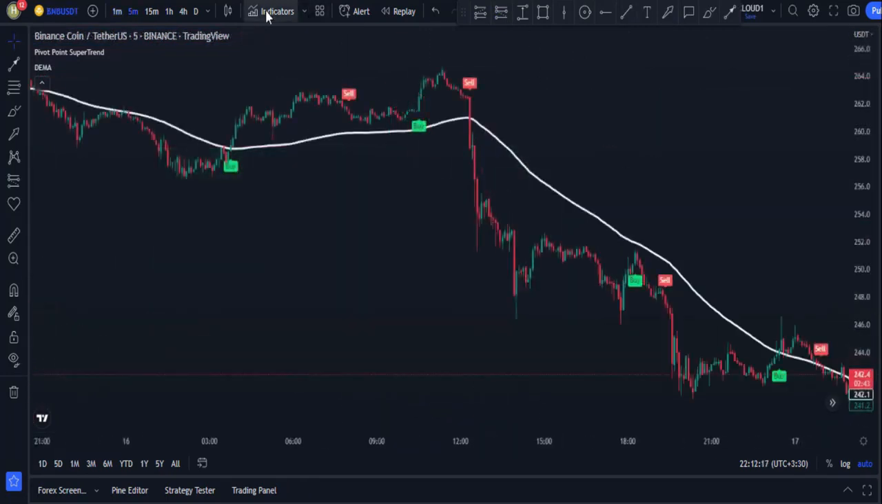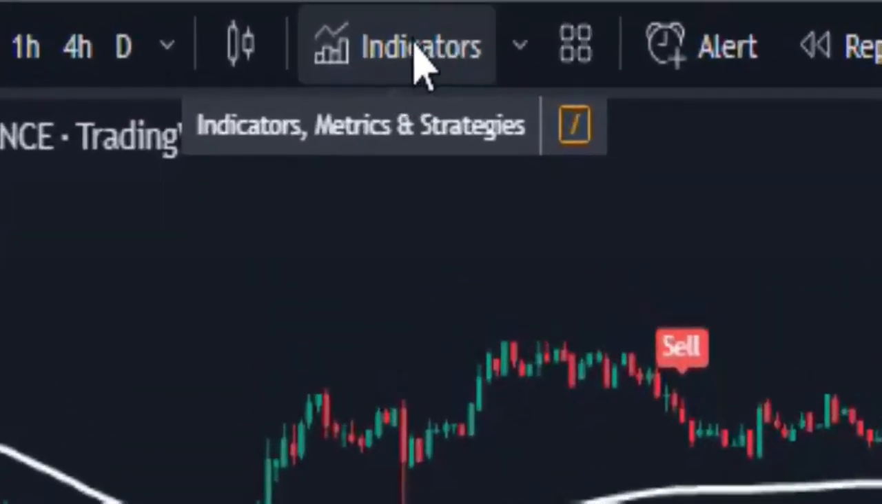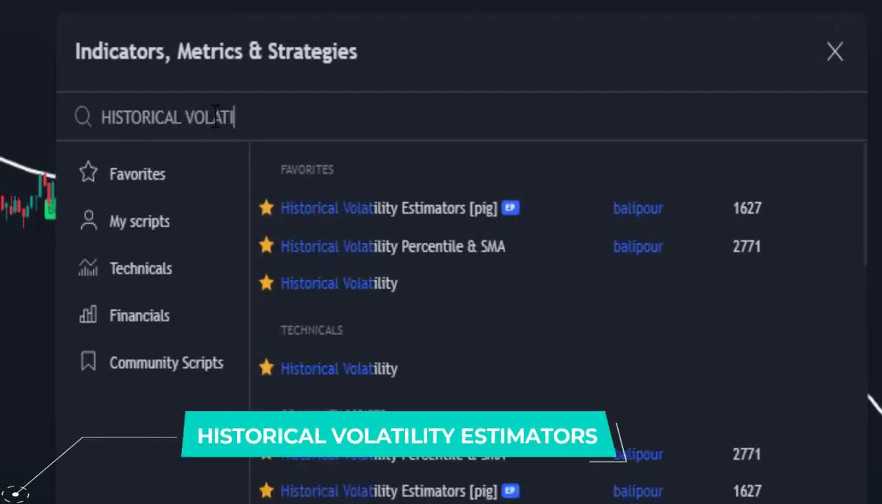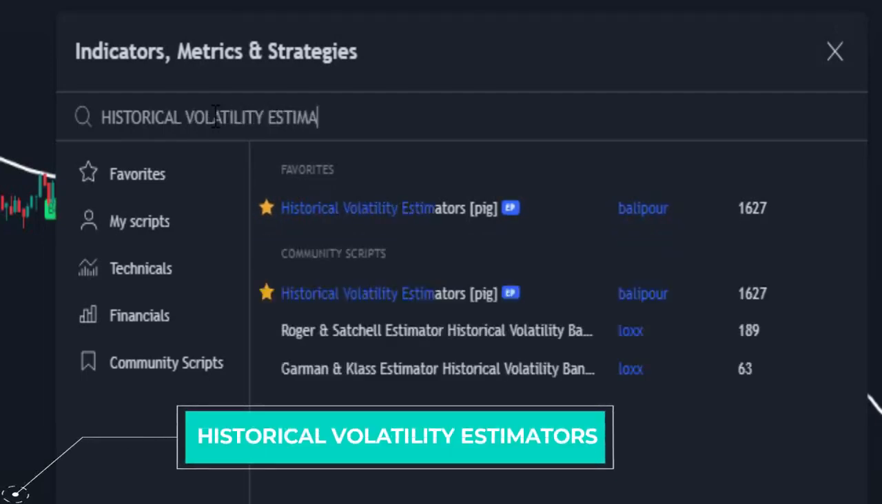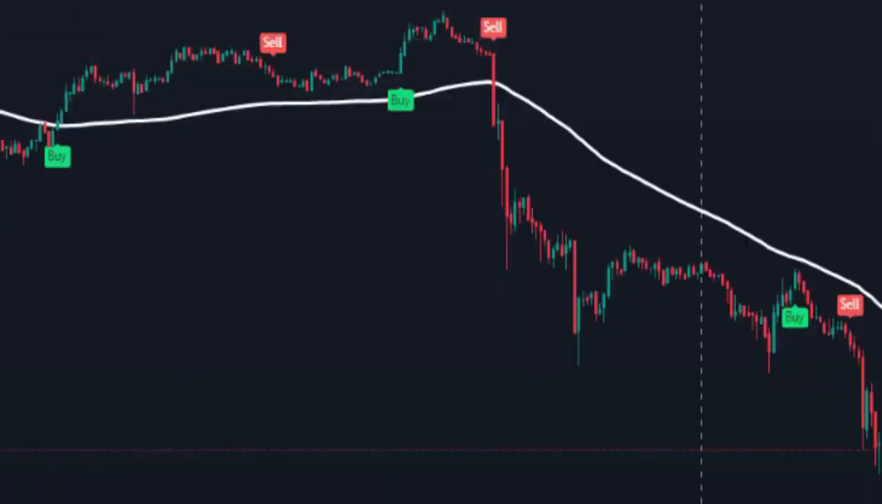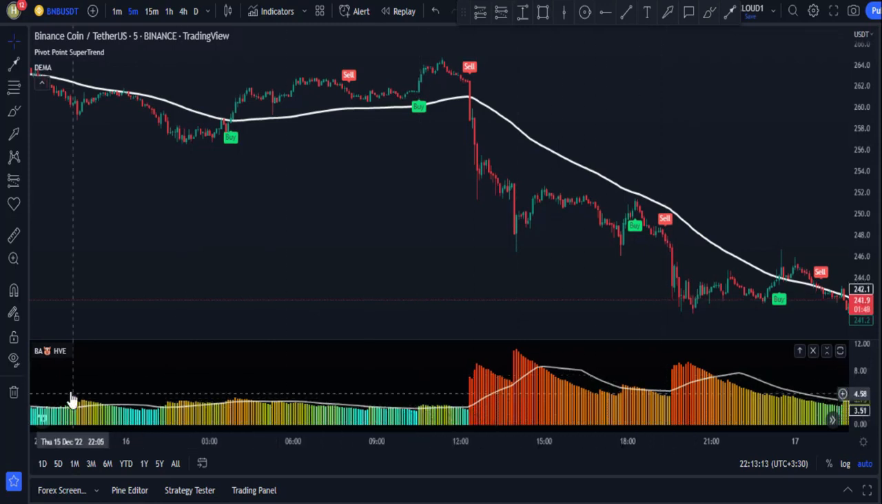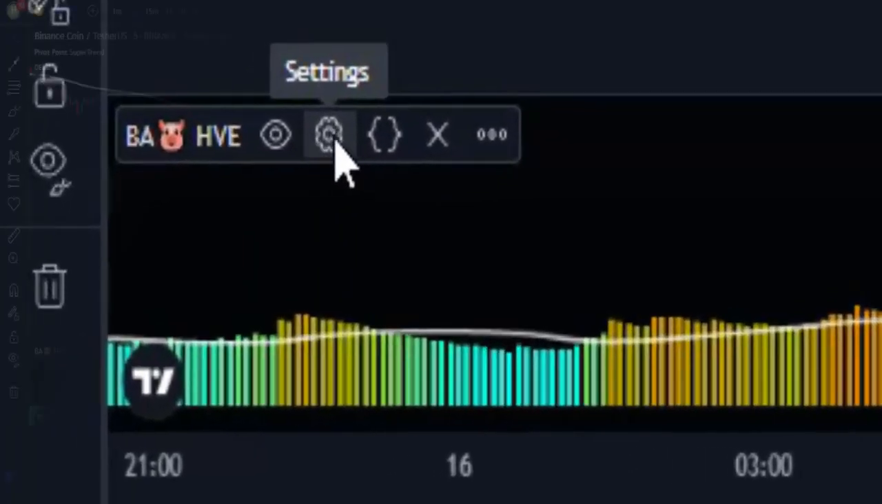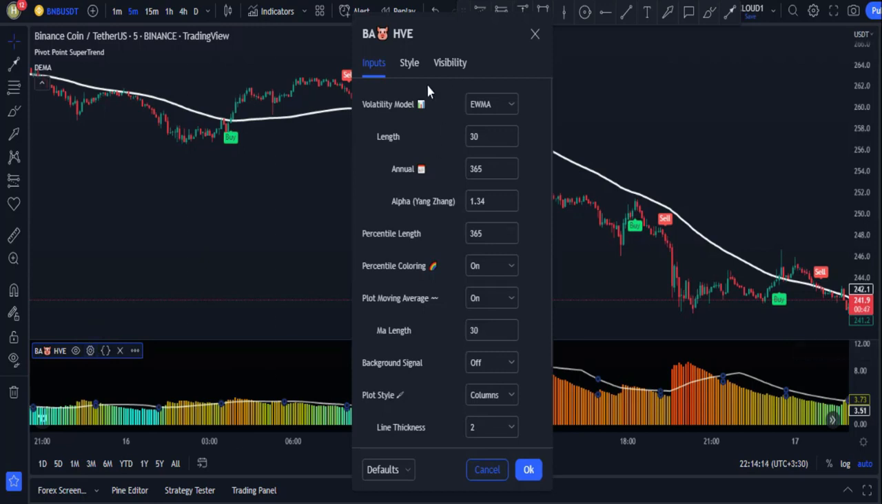Now it's time to complete our setup by adding the third indicator to the chart. So head over to Indicators and type in Historical Volatility Estimators. Choose this one and add it to the chart as our third indicator. This is how the Historical Volatility Estimator indicator looks on the screen. But we need to make some adjustments to this indicator. So head over to the Settings menu and in the inputs, change the MA length from 30 to 50.